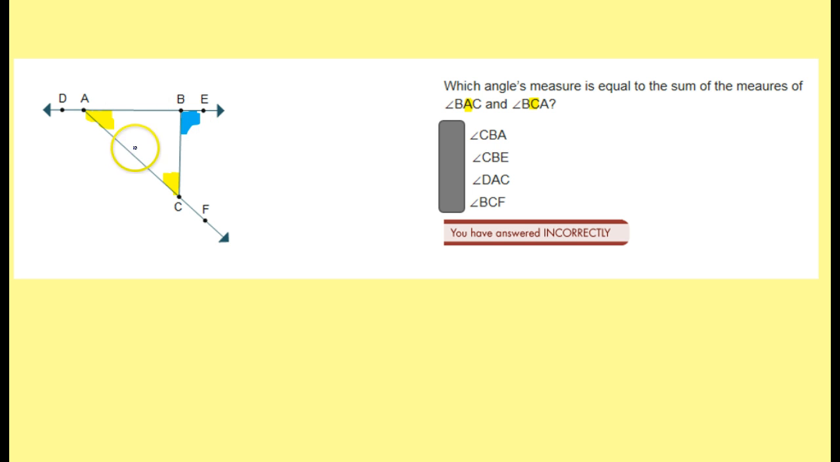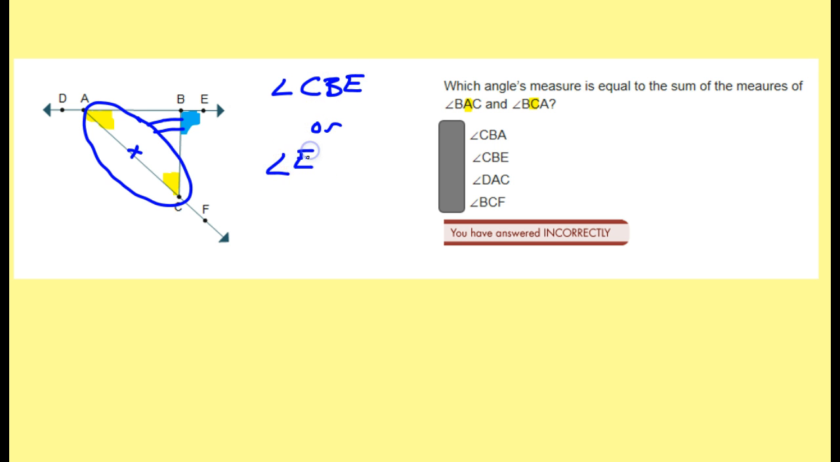Okay? So you've seen me do this many times. The sum of these two should equal this one that's further away. So that is angle CBE, or they could have called it angle EBC. As long as the B is in the middle, then that's the one that we want. So let's see, CBE or EBC. There it is. CBE is right here. Boom. And there you go.